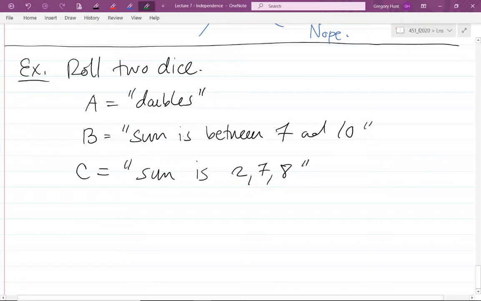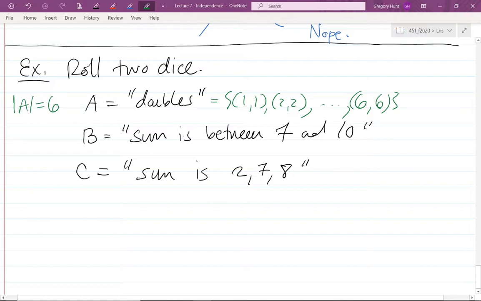Okay, so what are doubles? I roll 2 dice. What are doubles? It's 1,1, 2,2, etc., all the way up to 6,6. And so the number of things in A is, of course, 6.